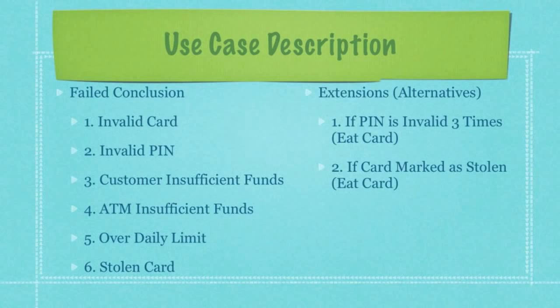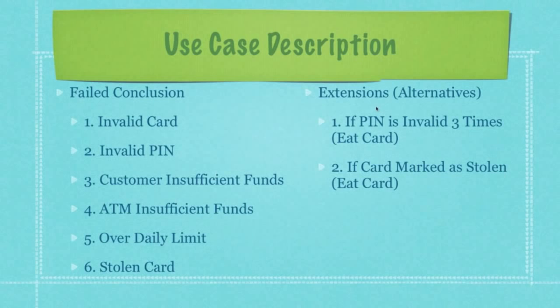Then you're going to list all of your failed conclusions. These would be situations in which your system has failed or has ended processing before it would go through the entire use case. If they enter an invalid card, of course that's going to end it. If they enter an invalid PIN, of course that's also going to end it early. If the customer has insufficient funds, or the ATM has insufficient funds, or they're over their daily limit, this would be another situation in which we would not be able to process through our entire use case.